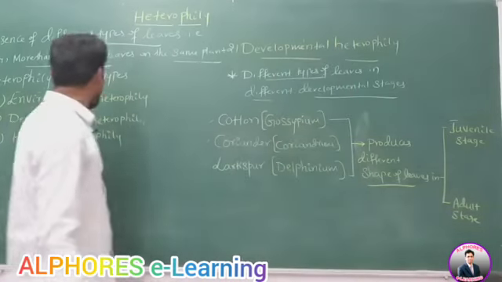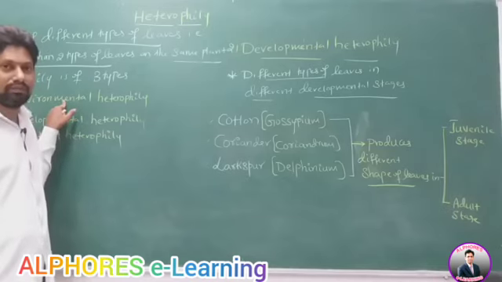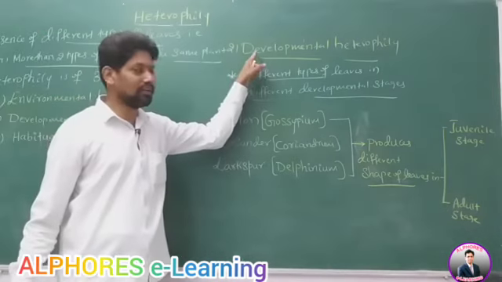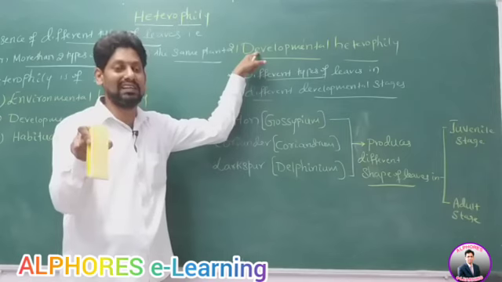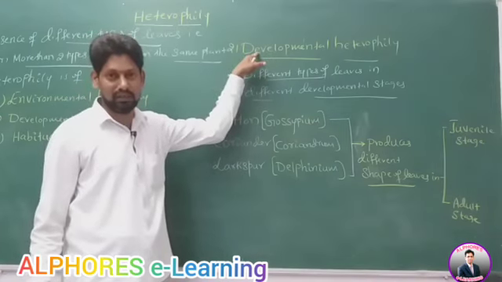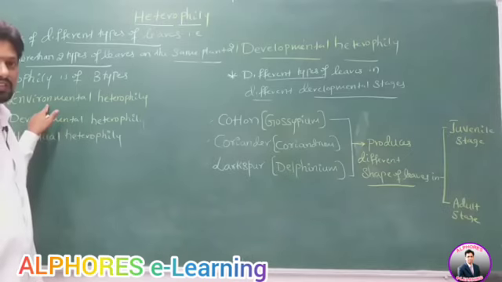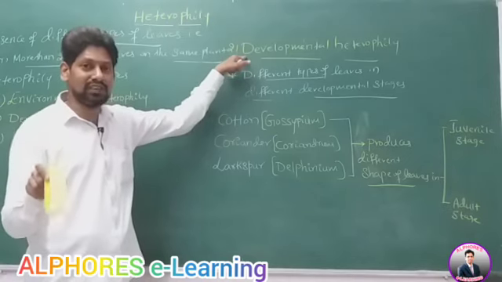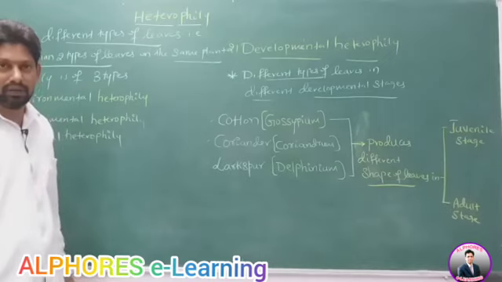In environmental heterophily, what happened? Different shapes of leaves in different environmental conditions. In developmental heterophily, different shapes of leaves in different developmental stages. I think you are getting my statement. In environmental heterophily, the shape of the leaf is different in different environmental conditions. In developmental heterophily, the shape of leaves is different in different developmental stages. Is this statement okay? Right?